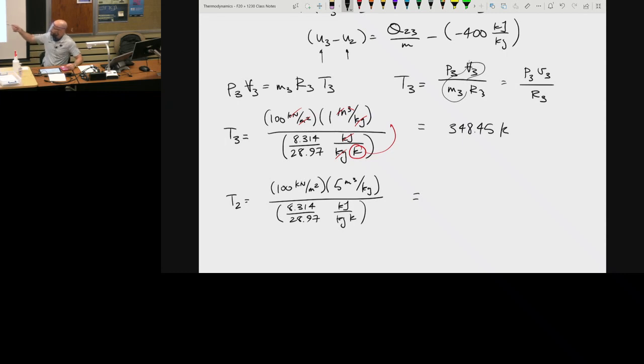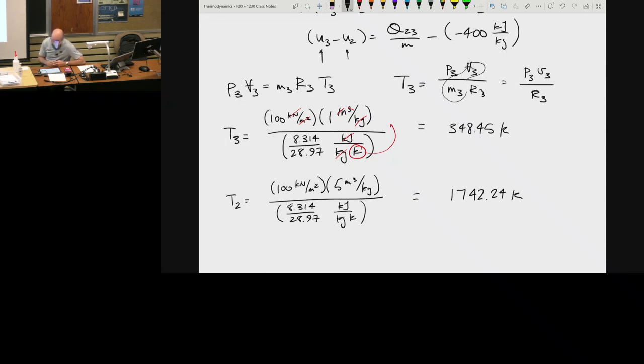So if you look at this, you want to save yourself some time in the calculations. You might have already seen this. The difference between T3 and T2 is a factor of 5. So if I multiply my previous answer by 5, I get my T2, 1,742.24 Kelvin. And now I have those two temperatures. So the ideal gas equation really helped us here.